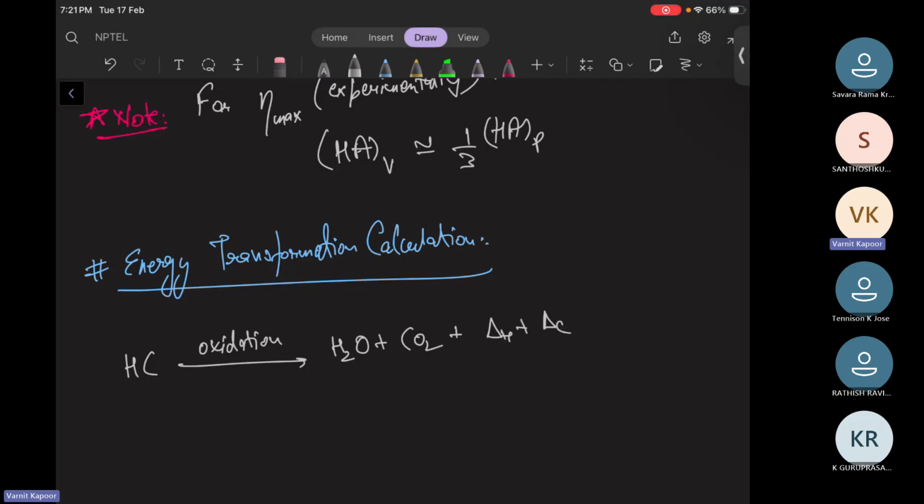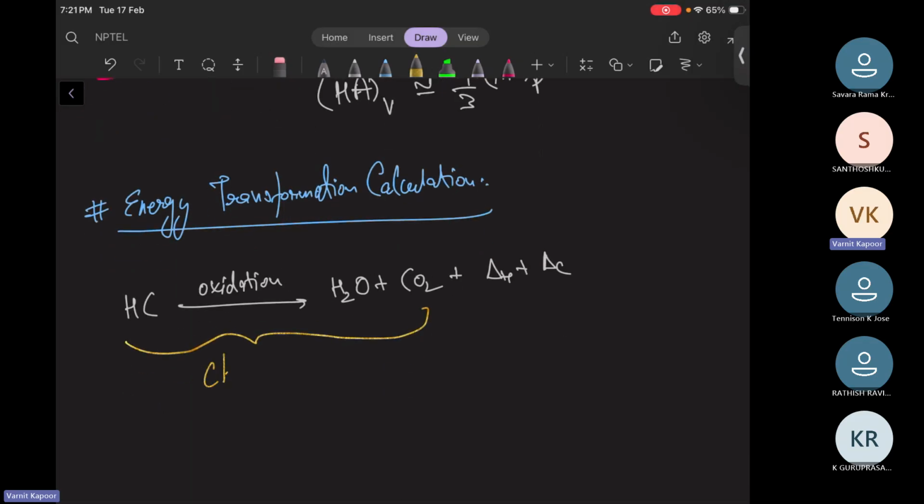So what you have done: this was your fuel. Here, chemical energy was there of the fuel, and it has been converted into thermal energy, by providing the heat in the system. That is your calorific value of fuel.